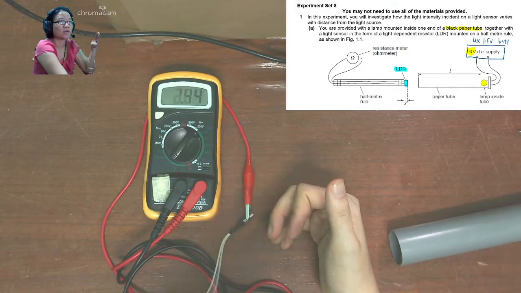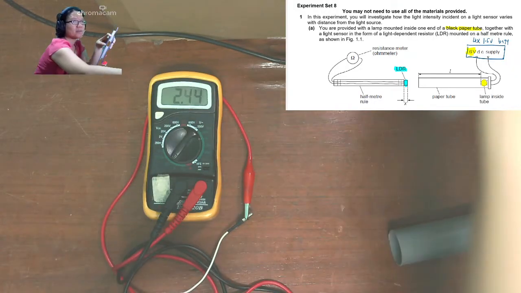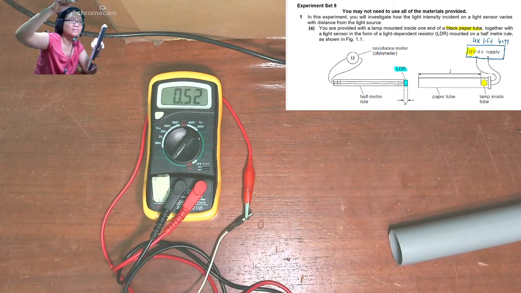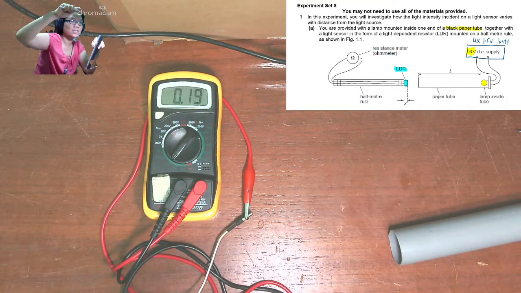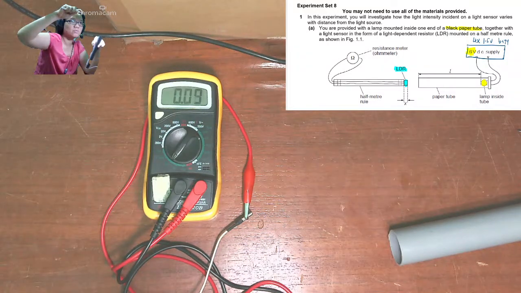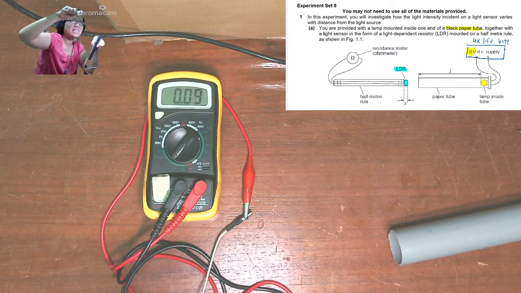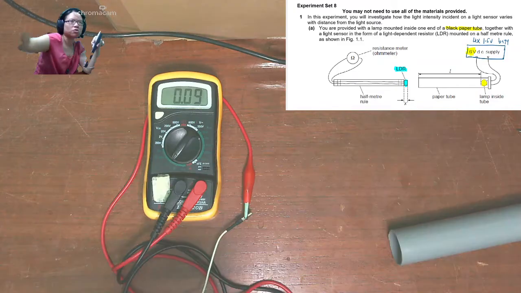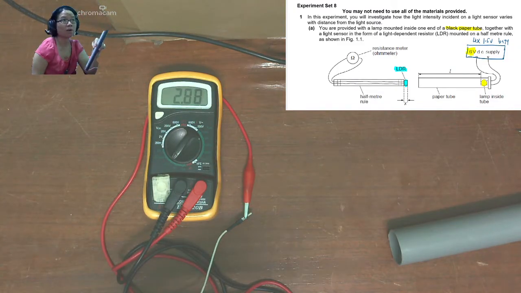If I raise it up, or even better, I put my little light here, look at this. I can decrease the resistance almost to 0, or rather about 80 ohm. It's not going to be 0. If I remove the light, it will go back up again.